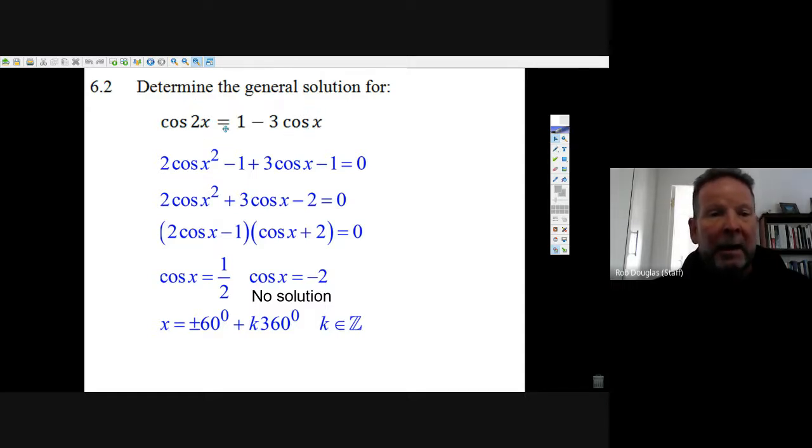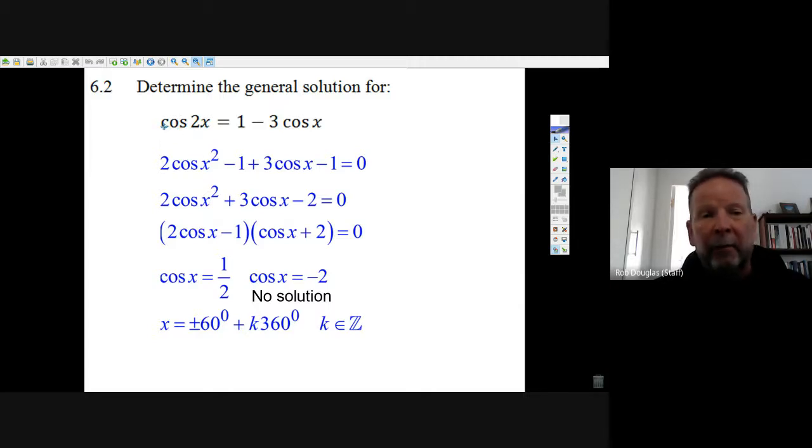There are a few different strategies with these questions, but often this thing is a quadratic, and you try and keep everything in the same trig function. Like here, this is cosine. It would be a good idea to keep this in cosine.